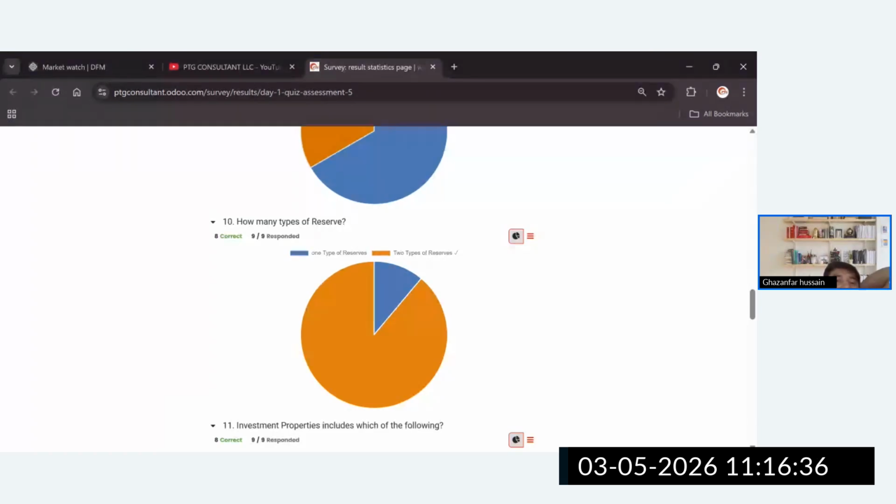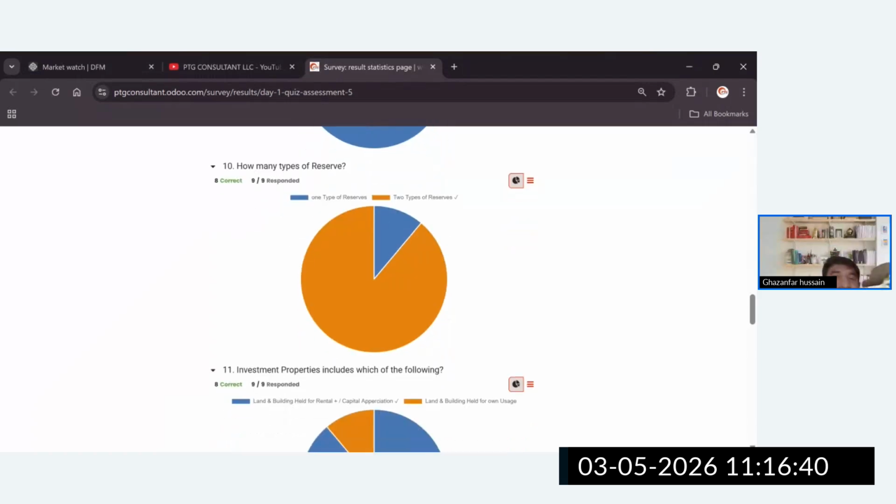How many types of revenue? Again, one type of mistake is revenue. Two types of revenue we are commonly familiar with: the main activity and the other income. So commonly we know it is categorized under two activities.